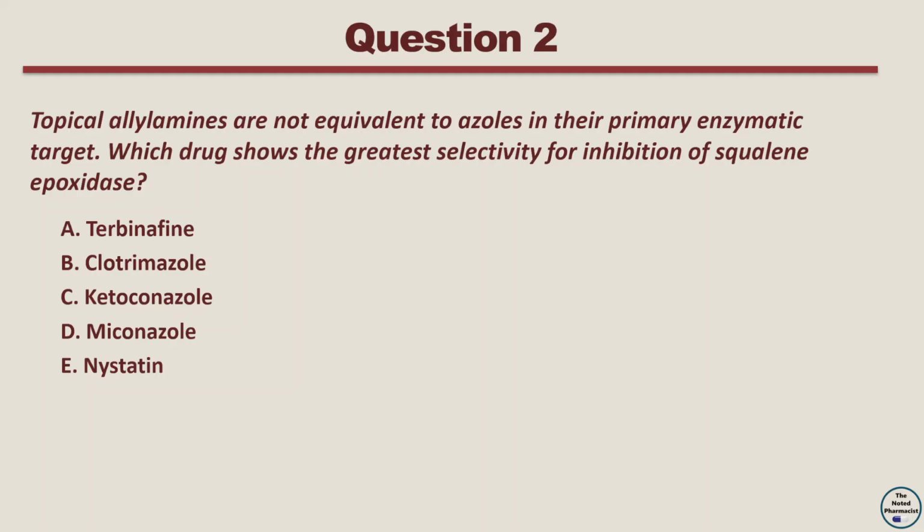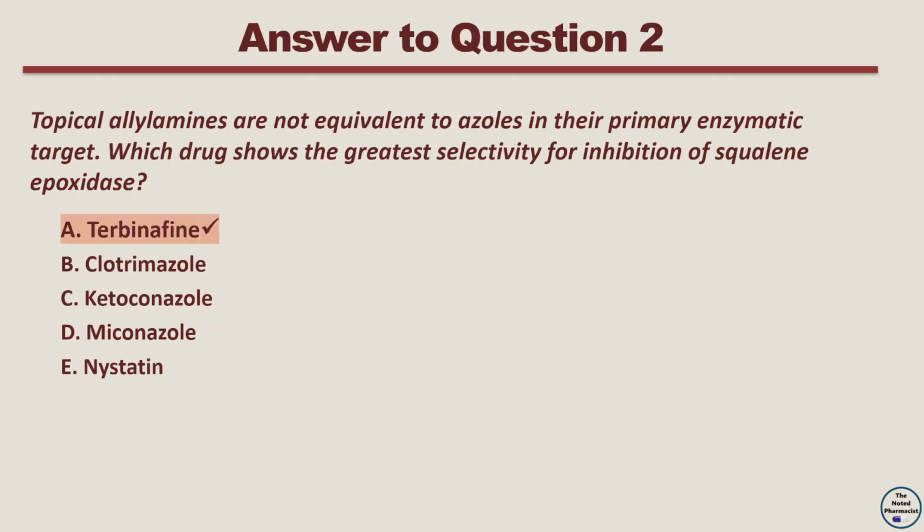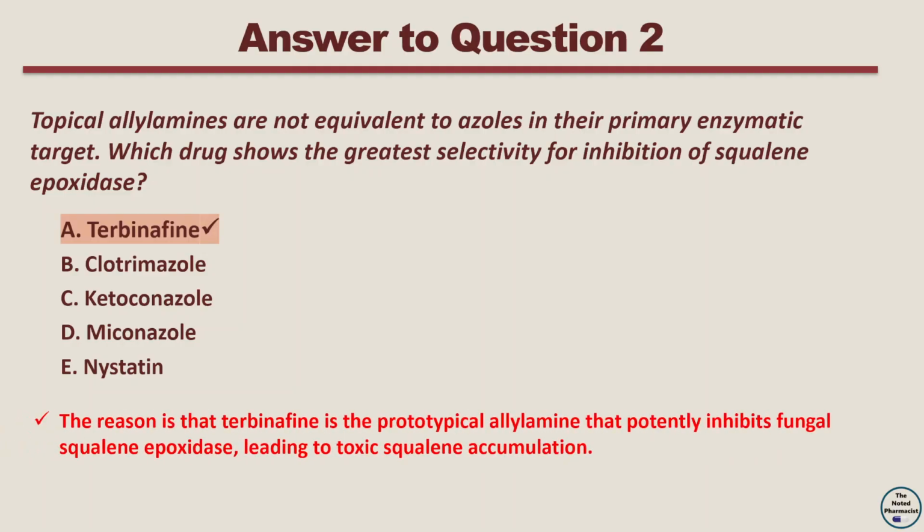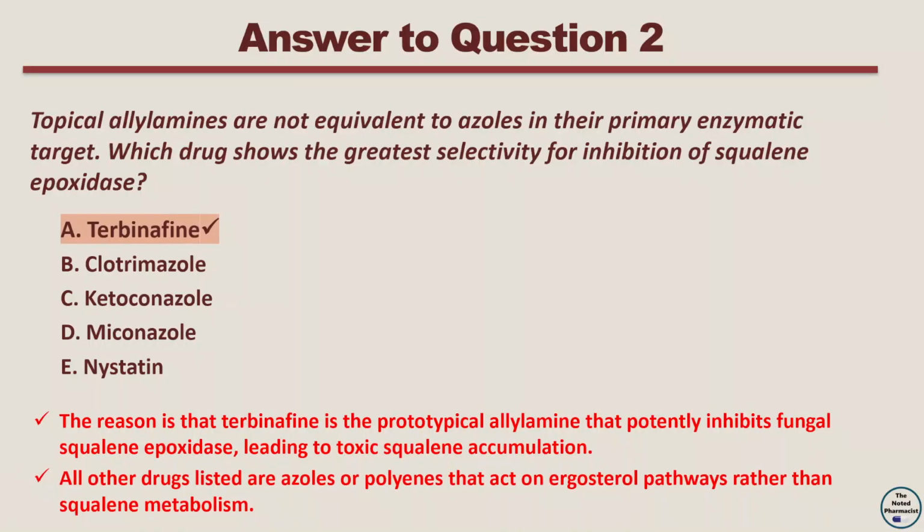The correct answer is option A, terbinafine. The reason is that terbinafine is the prototypical allylamine that potently inhibits fungal squalene epoxidase, leading to toxic squalene accumulation. All other drugs listed are azoles or polyenes that act on ergosterol pathways rather than squalene metabolism.